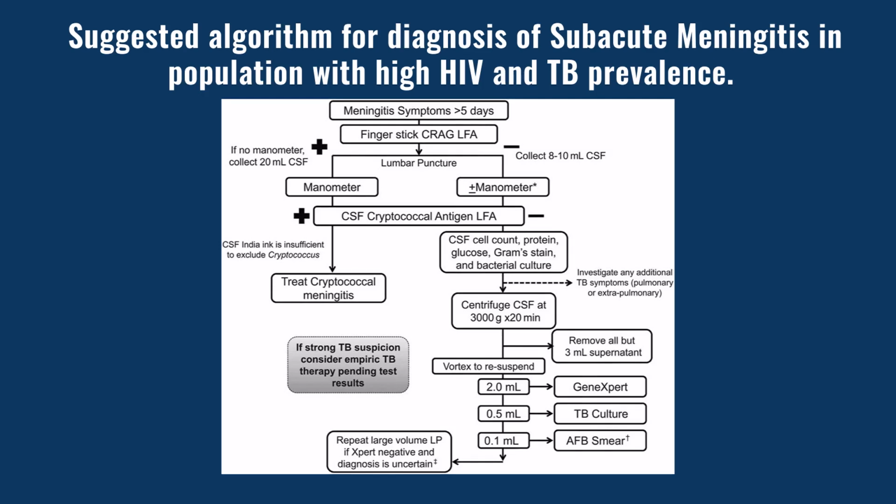Cryptococcus you always treat after diagnosis. If your Xpert is positive, it confirms TB meningitis, but if it is negative and you've excluded Cryptococcus, a trial of antituberculous therapy is still recommended because of the imperfect sensitivity of all tests for TB meningitis.